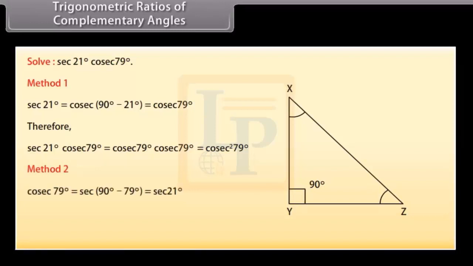Cosec 79 degree is equal to sec 90 degree minus 79 degree, which equals sec 21 degree. Therefore, sec 21 degree cosec 79 degree is equal to sec 21 degree sec 21 degree, which equals sec square 21 degree. Let us attempt one more question.